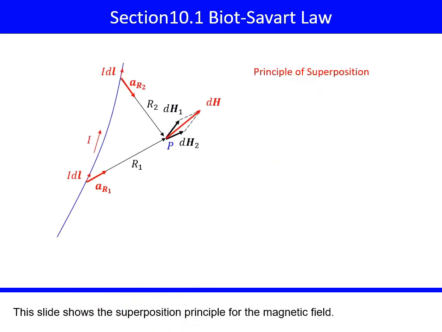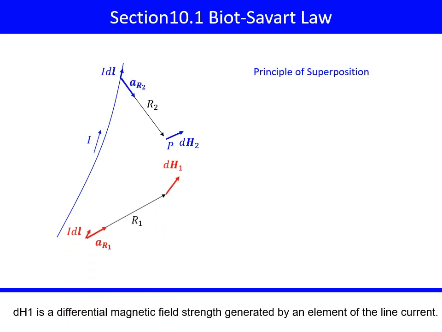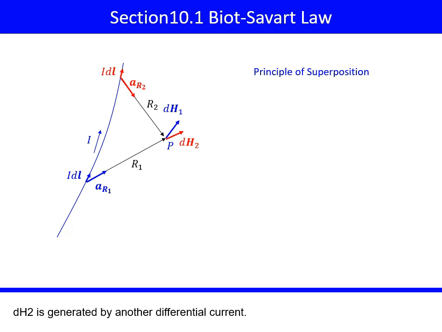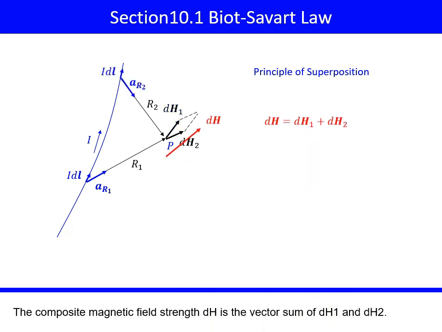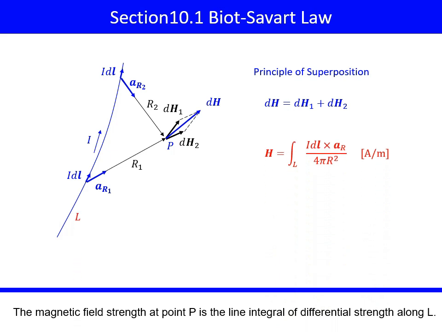This slide shows the superposition principle for the magnetic field. dH1 is a differential magnetic field strength generated by an element of the line current. dH2 is generated by another differential current. The composite magnetic field strength dH is the vector sum of dH1 and dH2. The magnetic field strength at point P is the line integral of differential strength along L.